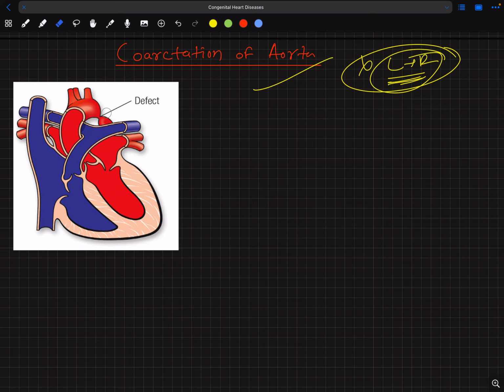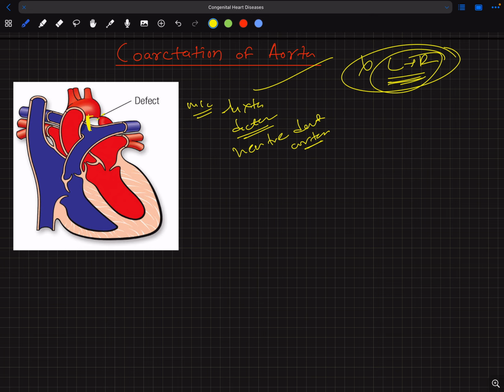So what happens? This is the defect. You can see this is the constriction or coarctation. What is the most common location where the coarctation or constriction of the aorta happens? It is juxtaductal, or near the ductus arteriosus. Here the ductus arteriosus is present, connecting the aorta to the pulmonary trunk. So near the ductus arteriosus there will be coarctation of aorta.